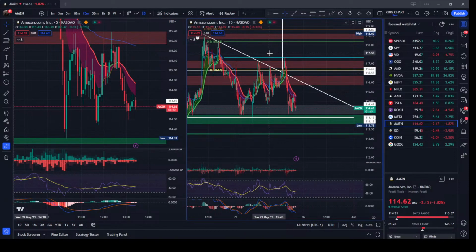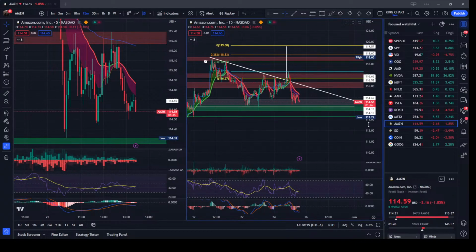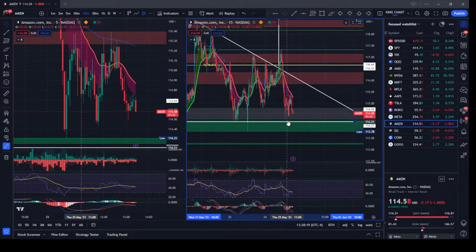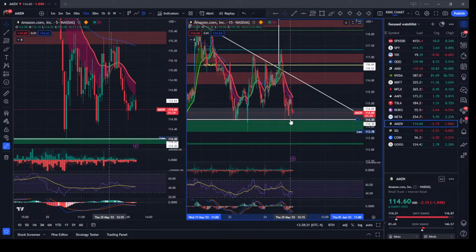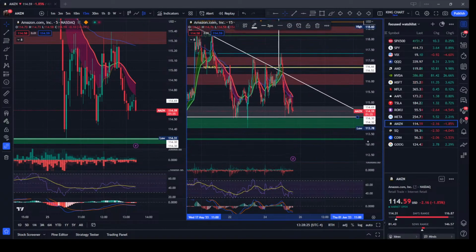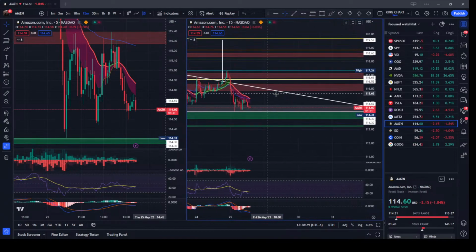Amazon is doing a little bit of nothing. I had a support line actually right here. That's at 114.30. That's where I'm expecting a push back to the upside. But I don't like this setup at all.